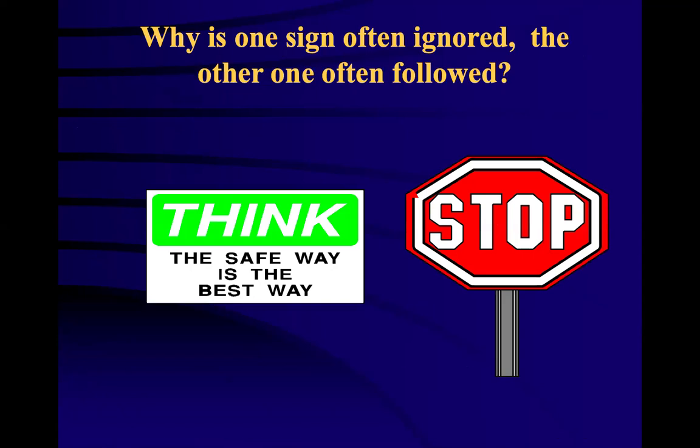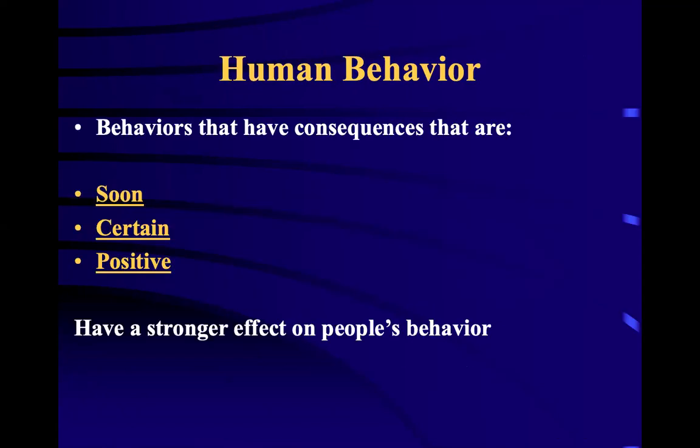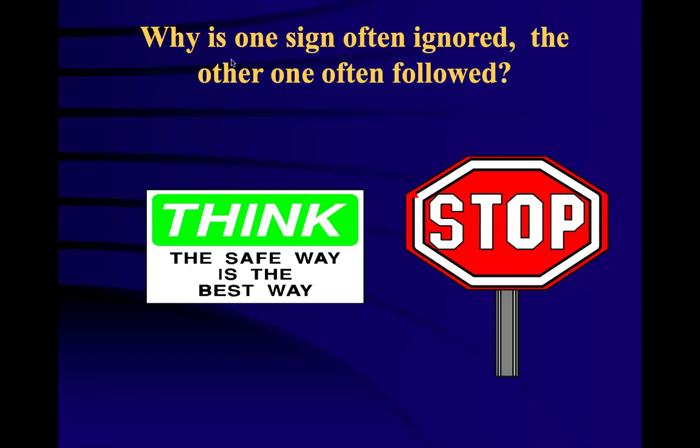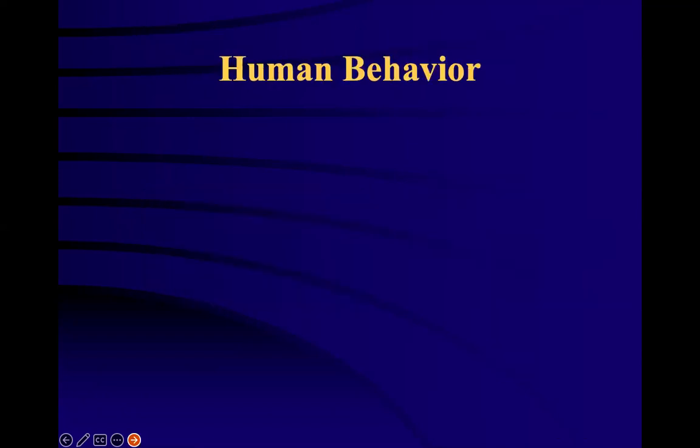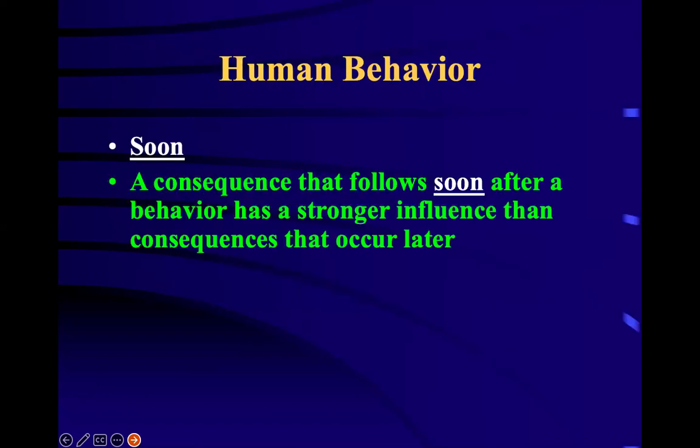Now, researchers have come with the observation that behaviors that have consequences that are soon, certain, and positive have a stronger effect on changing people's behavior than those that come later. And that is the reason why people fail to heed things like "think the safe way is the best way" rather than the stop sign. When I drive and I see stop, I immediately want to stop because I don't know why. But if you are asking me to think, then I'm more likely to forego this aspect and I'll be ready to face the consequences. So we say the consequences that follow soon after a behavior have a stronger influence than the consequences that occur later.